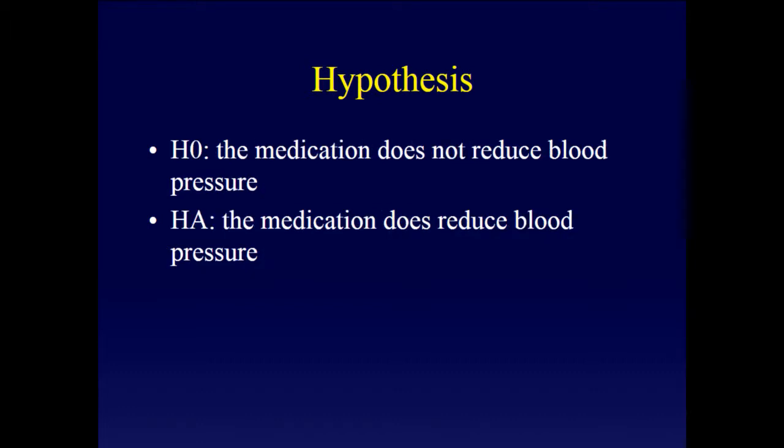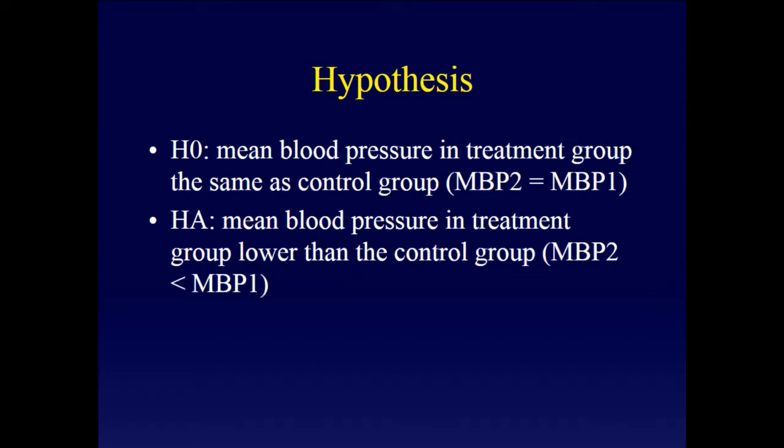So consider an example of a hypothesis here. The medication does or does not reduce blood pressure. Well, you kind of know what they're trying to do, but they don't explicitly state how they're going to test this, so this is not immediately testable. I would argue that a better hypothesis is to say that the mean blood pressure in group 2 is equal to the mean blood pressure in group 1, or the alternative that the mean blood pressure in the treatment group 2 is lower than in group 1.